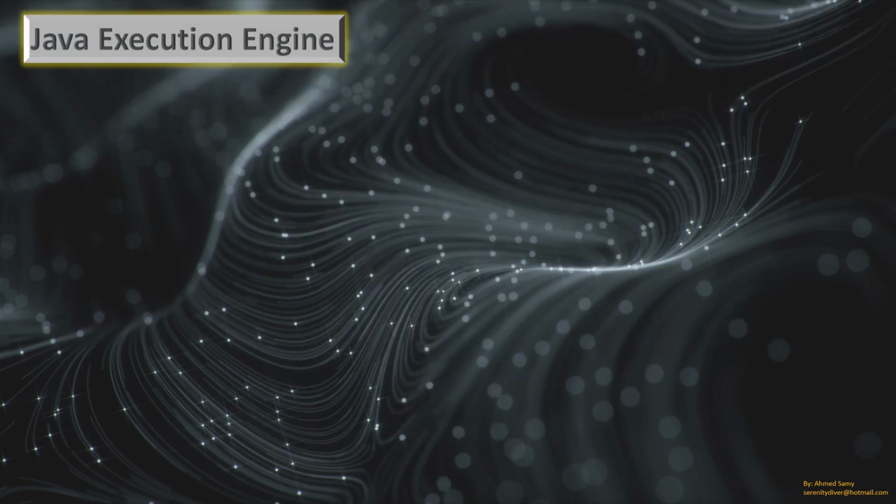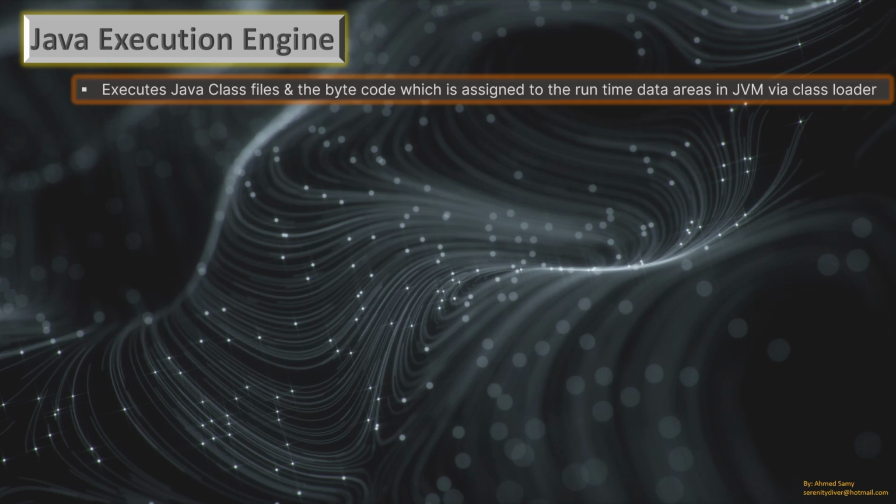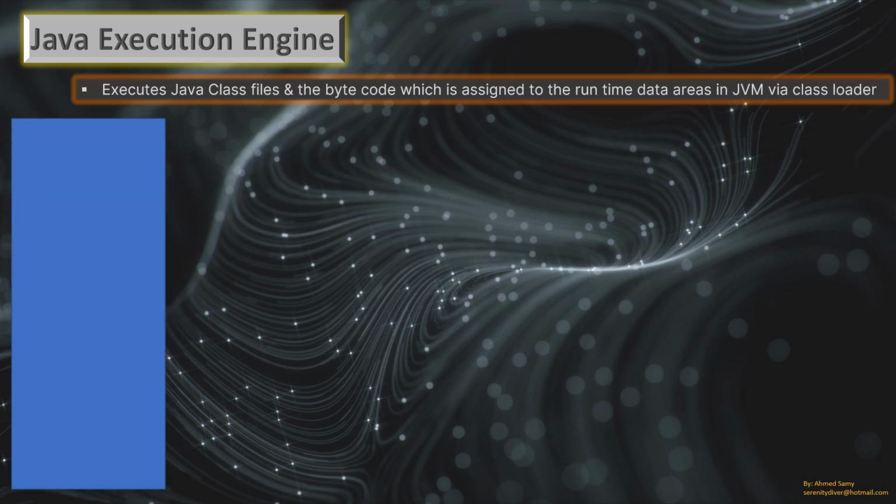What does the Java execution engine do? It executes Java class files and the bytecode which is assigned to the runtime data areas in the Java virtual machine via the class loader. After you finish class loading, linkage, verification, and resolution, you need to execute the program so it works. So that is the purpose of the execution engine.